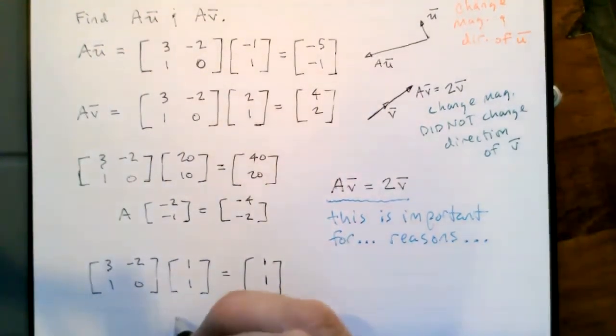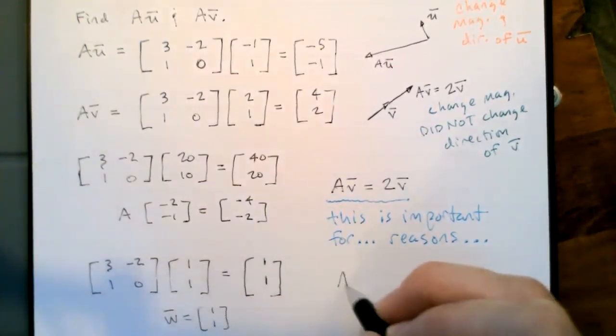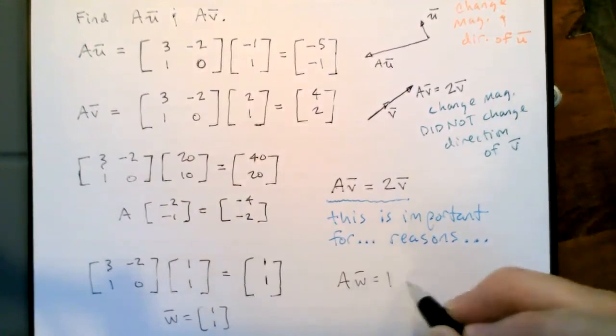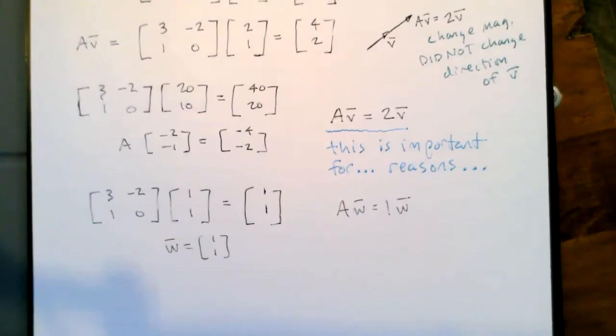So if I name this vector W, A times W is just 1 times W. It's interesting that multiplication of these particular vectors by this matrix results in just a scalar multiple of our vector. It results in scaling, not a change in direction.